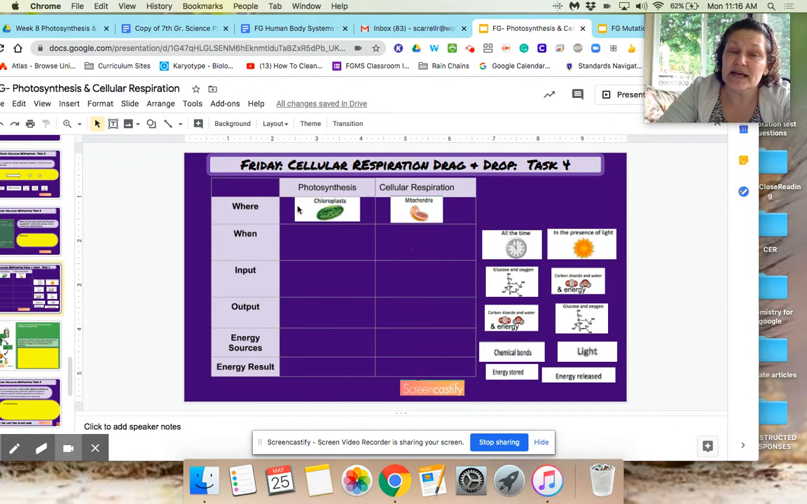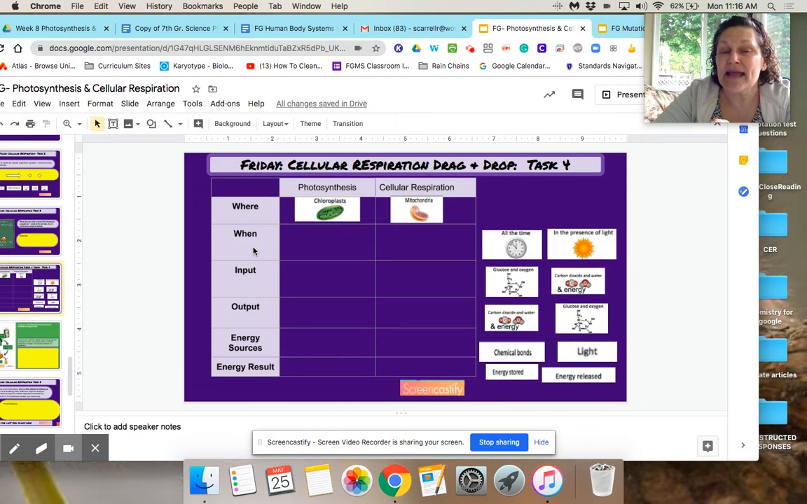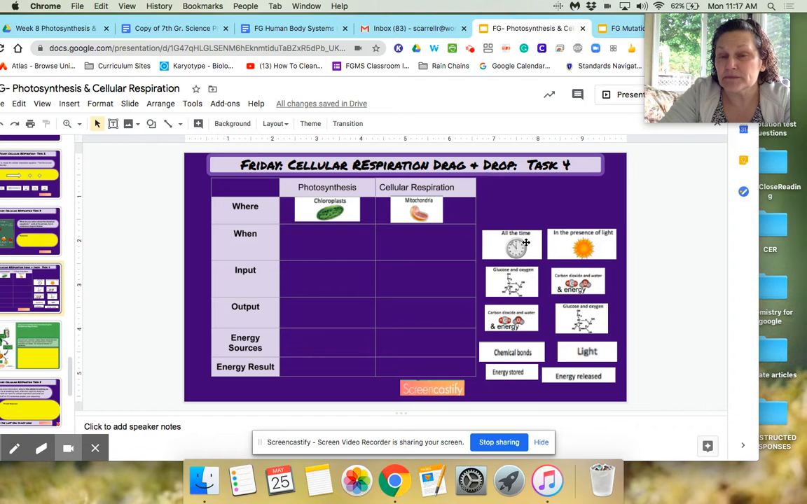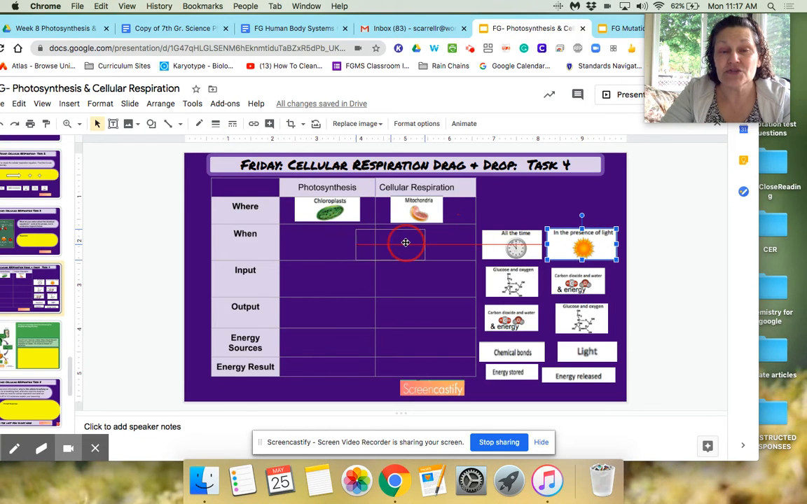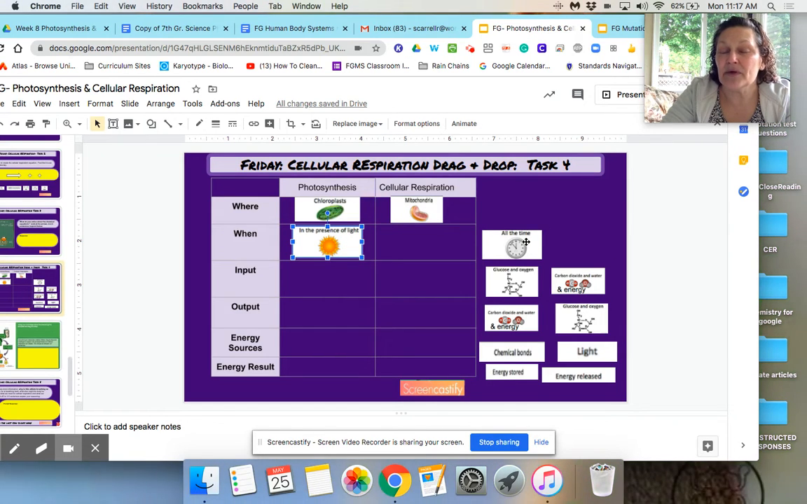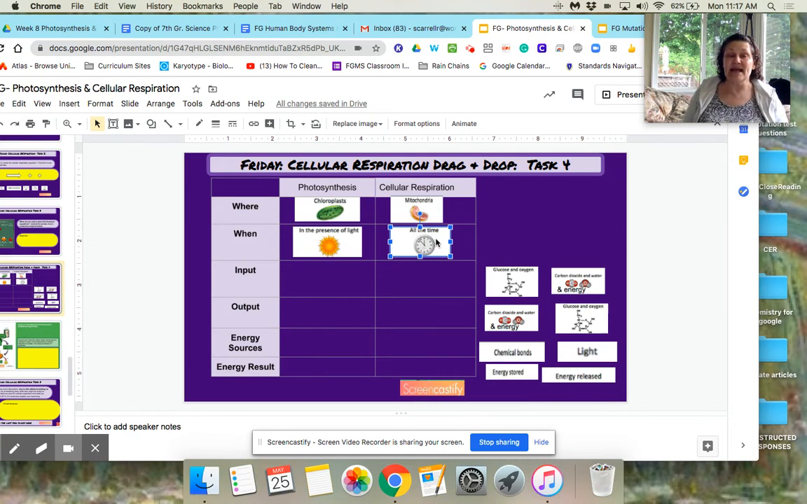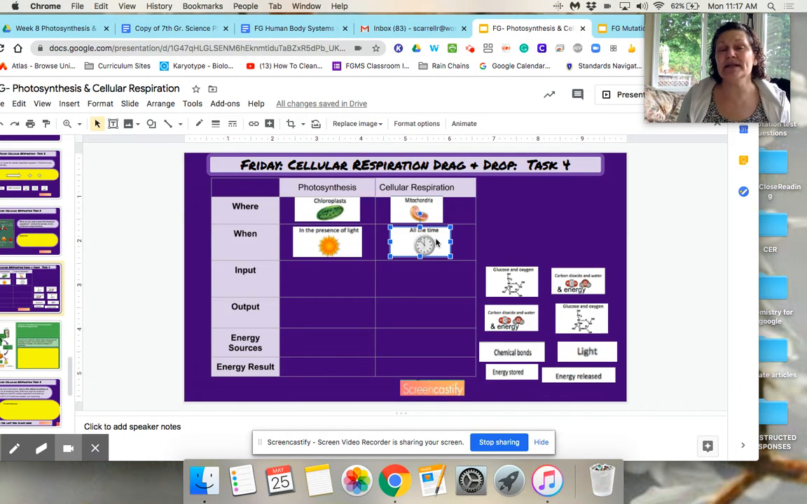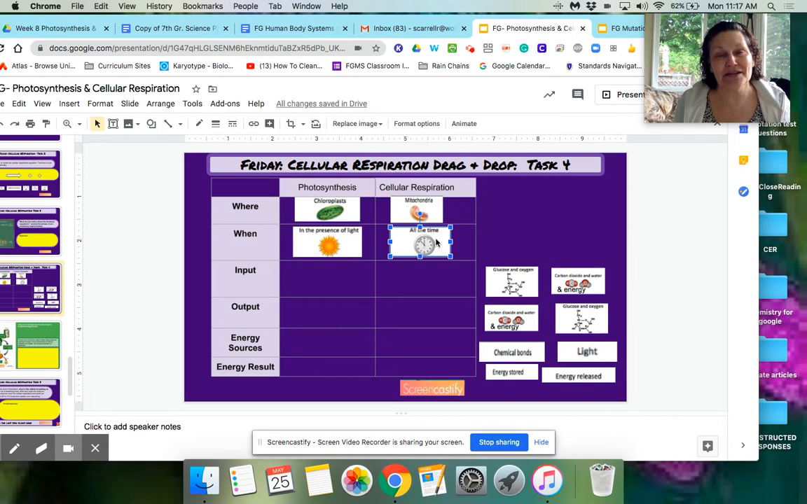Okay, and the next part is, when does this happen? Well, photosynthesis, does it happen all the time? Nope. Does it happen in the presence of light? Yep. So this happens in the presence of light. What about cellular respiration? Well, cellular respiration doesn't need sunlight to happen, right? And it occurs anytime, all the time, because your cells always need energy for different things. So cellular respiration is occurring all the time, okay? Which is why it's important that you have a steady source of nutrition, right? So you can get that glucose out of the food and your cells can break it down for energy.